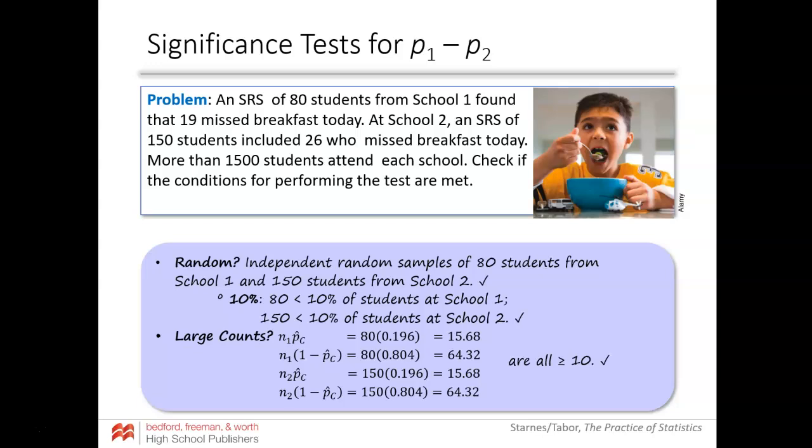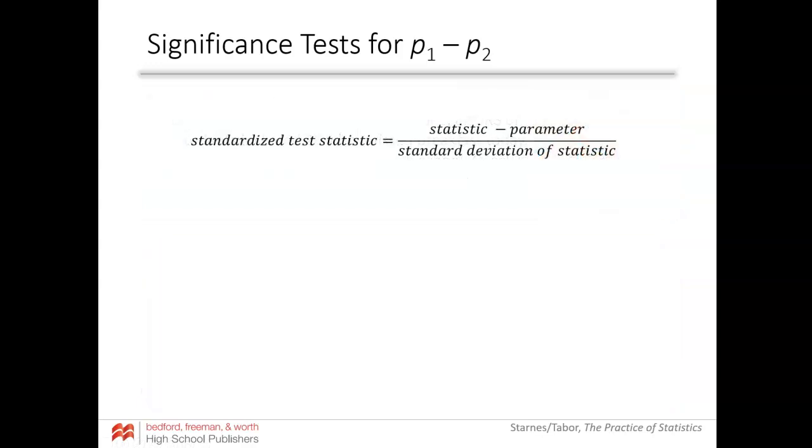N1 times this pooled proportion, and then N1 times the complement of that proportion, N2 times the pooled proportion, and N2 times the complement of that pooled proportion. And looky there, they're all well over 10, so we are good on the large counts condition. That allows us to use the normal curve, or an approximately normal curve, I should say. So approximate with the normal curve.